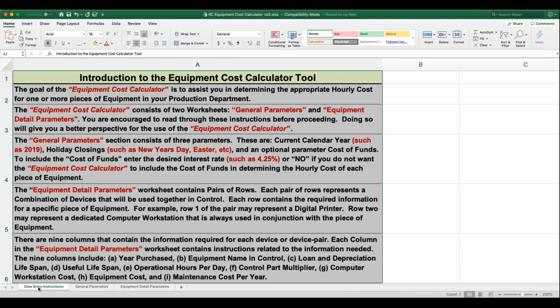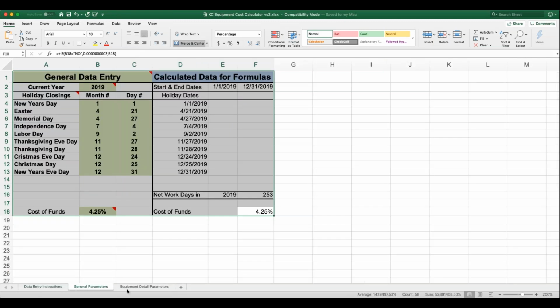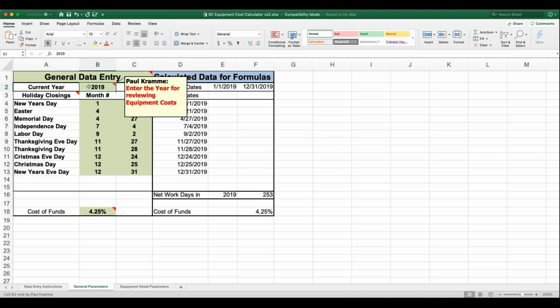So for the equipment, for the instructions, just follow them, okay? It kind of explains each of the 3 pages that you're seeing. So on the equipment side, to do the hourly calculation, there's 3 basic things that you would provide. The first is, what is the calendar year that you want to base this on? So you can see I chose 2019.